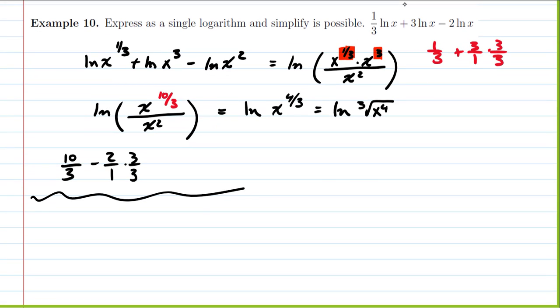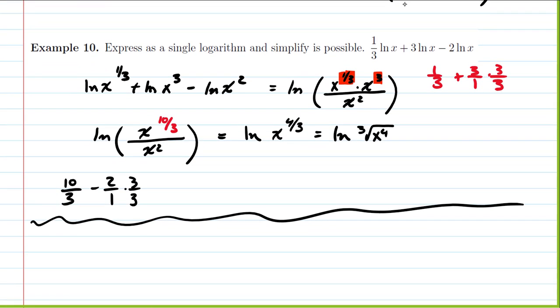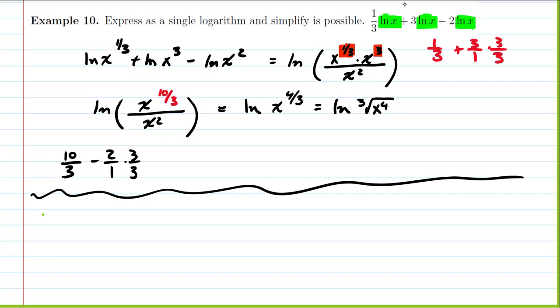So you might be thinking, well, man, that seems kind of strange that it's simplified on the inside. None of the other ones did, right? Why did that happen? Well, it turns out because we didn't need to use any log properties at all. Going back to the original problem, what do I have? ln x, ln x, ln x. We didn't need to use log properties.